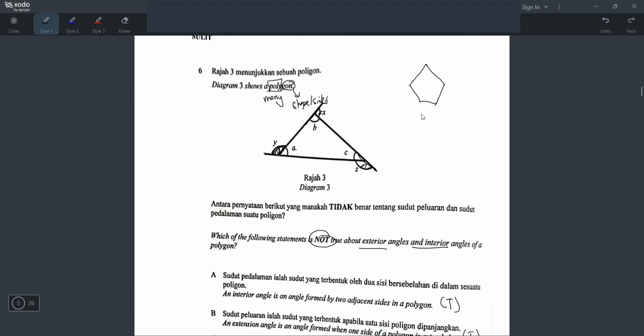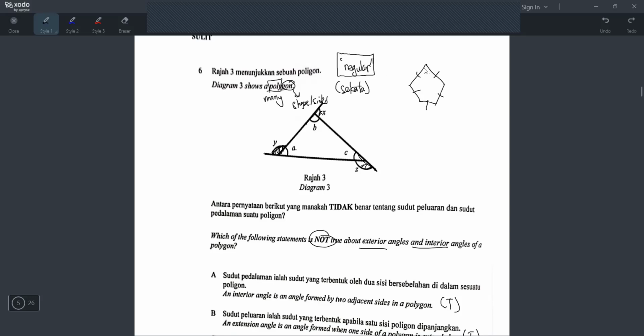But let's just focus on this pentagon. What do we call it when all the sides have the same length? They all have the same sides. What's the word? Regular. This word is very important. You have to put this inside your vocabulary. If you want to score maths, you have to learn this word regular. So what does regular mean? In Bahasa Melayu, sekata. Polygon yang sekata. It means all 5 sides have the same length.